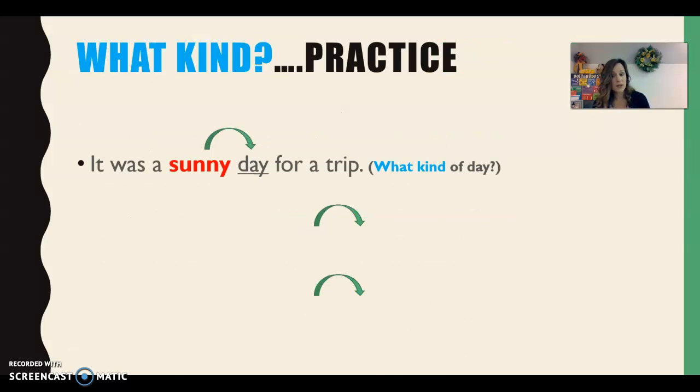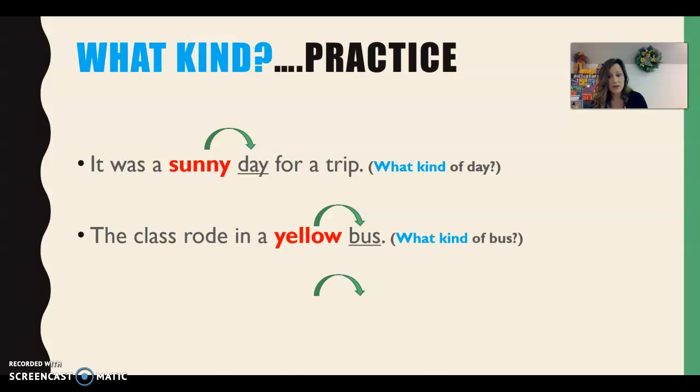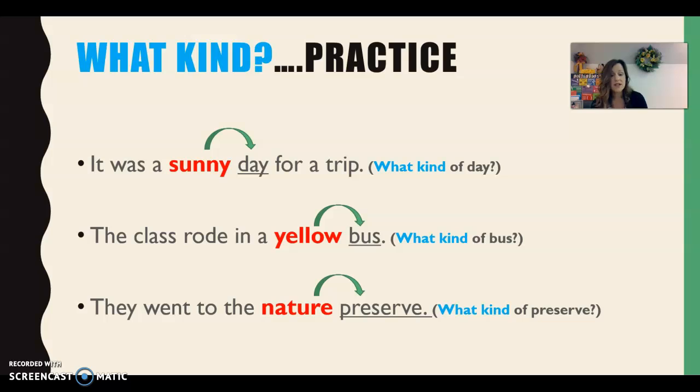So here are some more. It was a sunny day for a trip. The class rode in a yellow bus, and they went to the nature preserve. So what kind of preserve? A nature preserve. All right. So you can add all of those terms, all of those adjectives to your what kind box in your organizer.